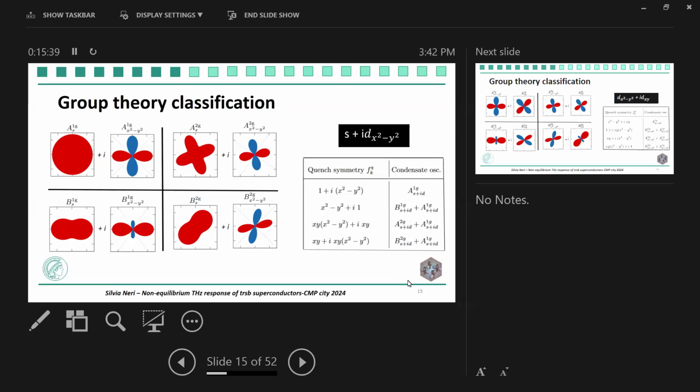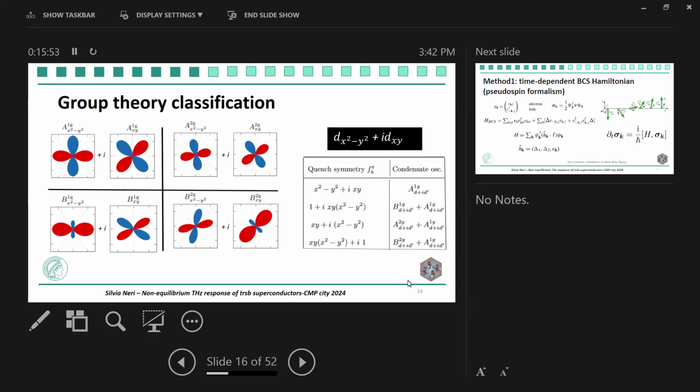This is the classification that we made, and this table is going to come back later, but just for you to know, I'm defining this F of two functions for which I can excite this symmetry oscillation. I did the same for the d plus id case. These are the oscillations that I want to have. So isotropic, A1g, B1g, A2g, and B2g. We are indeed given D4h.